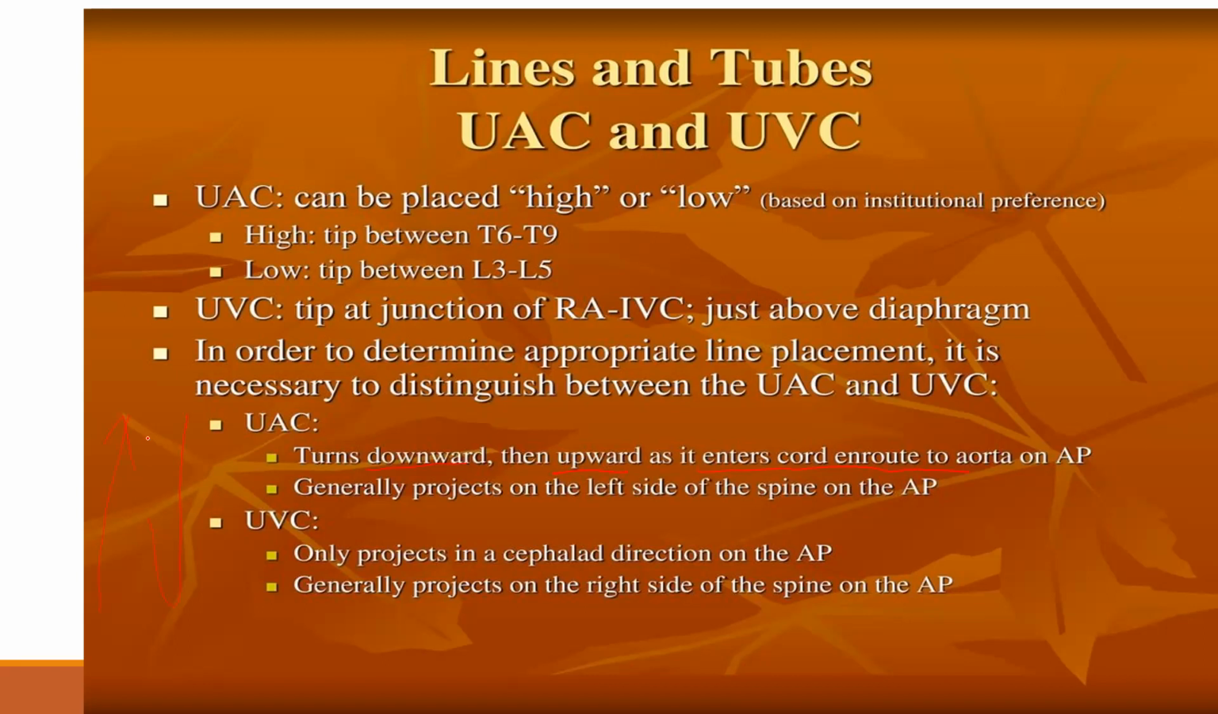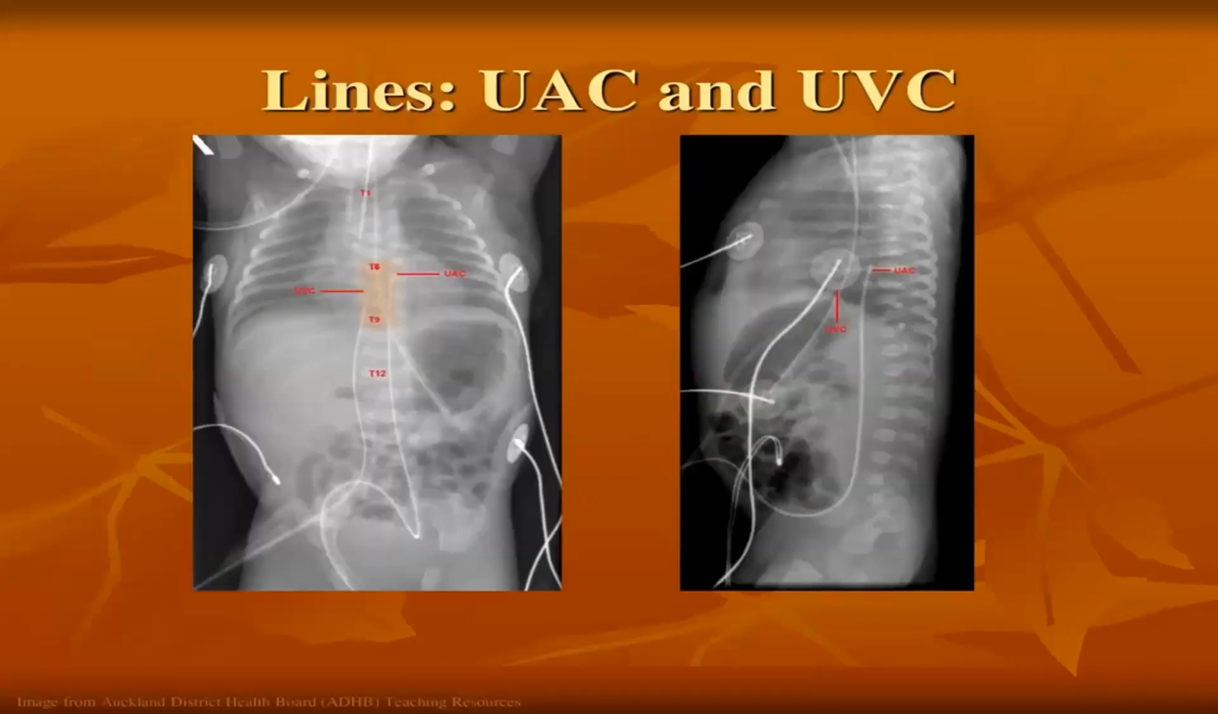Also, the umbilical artery catheter is left-sided, if we consider the spine, and the umbilical venous catheter is usually right-sided. If we look at the pictures, it will be more clear. So you see downwards and then upwards. Okay, so what is this?